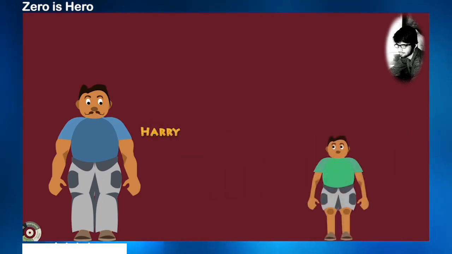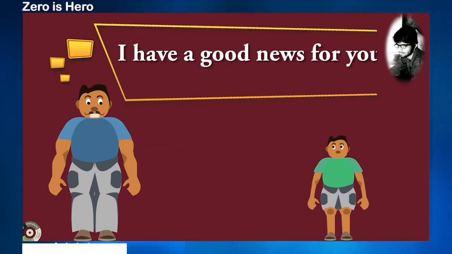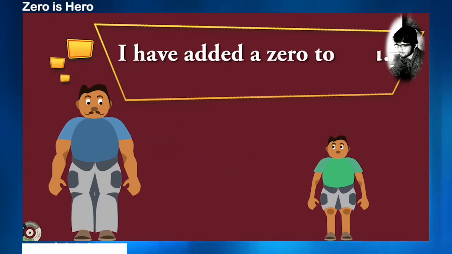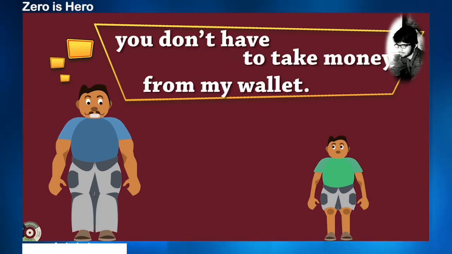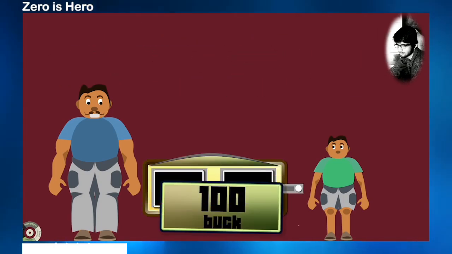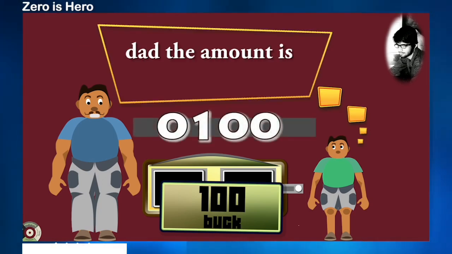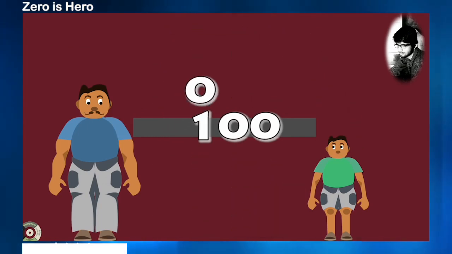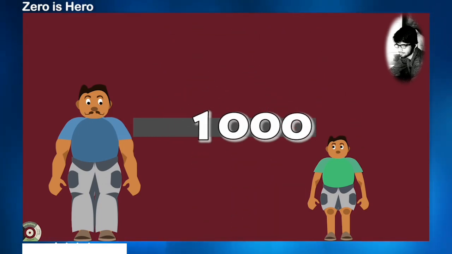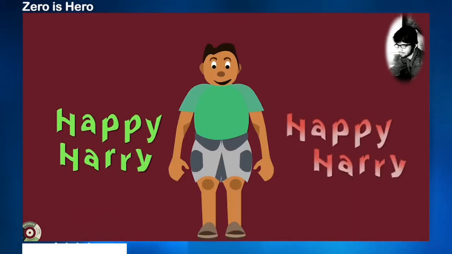Next day he called Harry and said, "I have a good news for you. I have added a zero to your pocket money. And now you don't have to take money from my wallet." Harry checked and said, "Dad, the amount is still same." After that, his dad just changed the place of that zero. So 100 bucks became 1000 and Harry was happy.